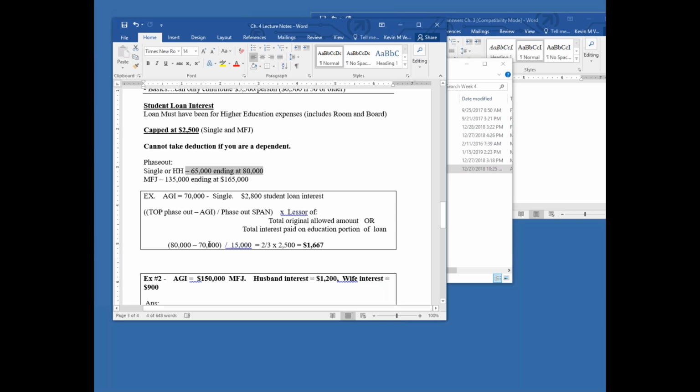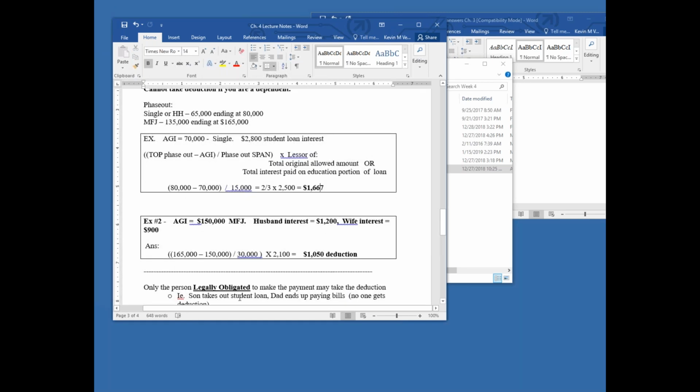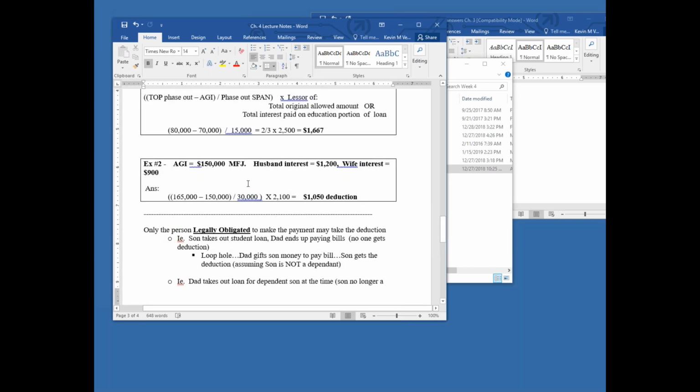So 80 minus 70, 10, divided by 15, says we're allowed to take 2/3 of whatever the amount would have been originally. So that brings me to the second thing I notice. We paid 2,800. The most I can possibly put on my return is 2,500. So when I take 2/3, I can only take what I could have possibly put, which is 2,500. I'm limited then to 2/3 of 2,500, which is 1,667. Here I give you another example for you to try to work it out and see how you do.